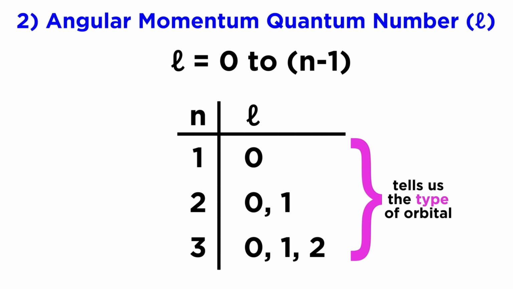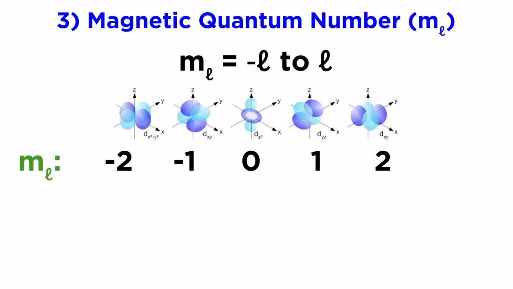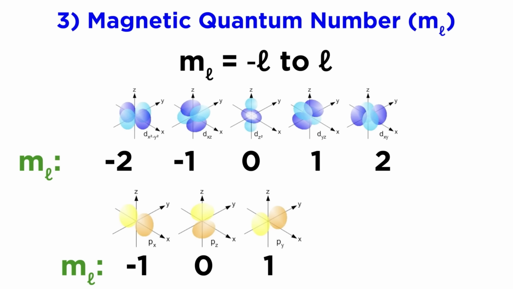Next, we have the magnetic quantum number, m sub L. This can be anywhere from negative L to L, so if L is 2 and we are discussing d orbitals, m sub L can be negative 2, negative 1, 0, 1, or 2. This is why there are 5 d orbitals per energy level, because there are 5 possibilities for m sub L, and each one corresponds to an individual orbital. For precisely the same reason, there are 3 p orbitals per energy level, with m sub L values of negative 1, 0, and 1, and there is only 1 s orbital per energy level, with an m sub L value of 0.